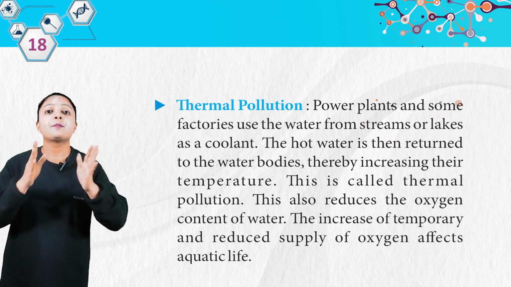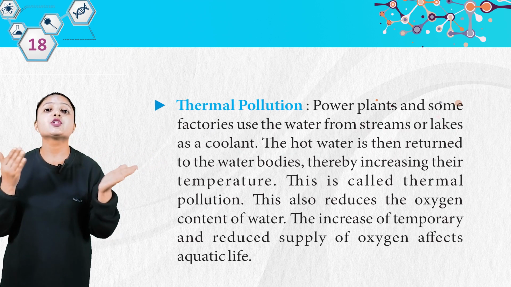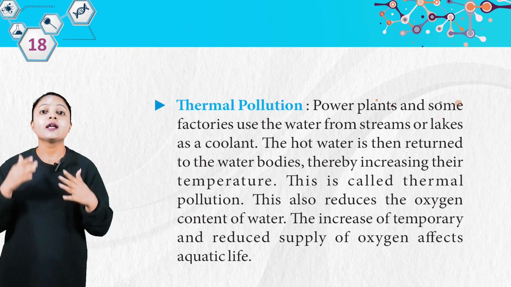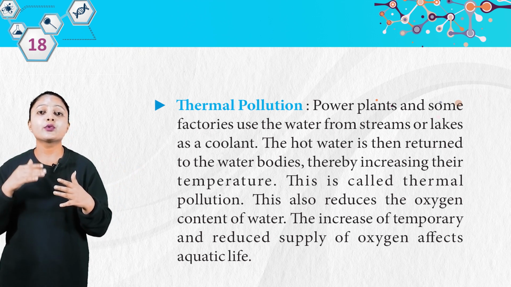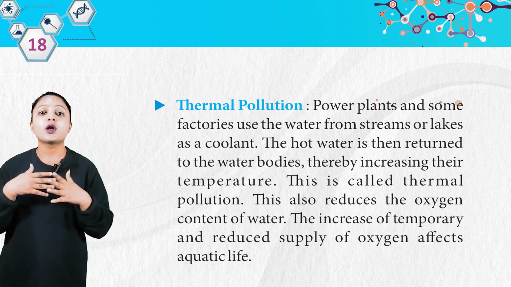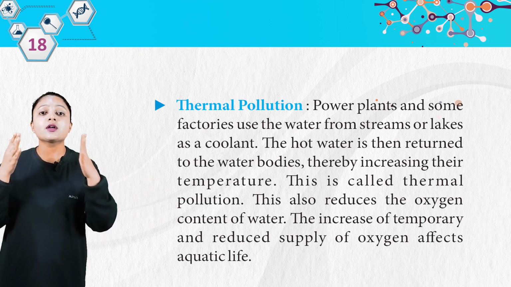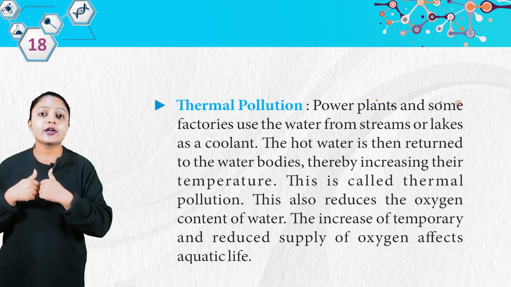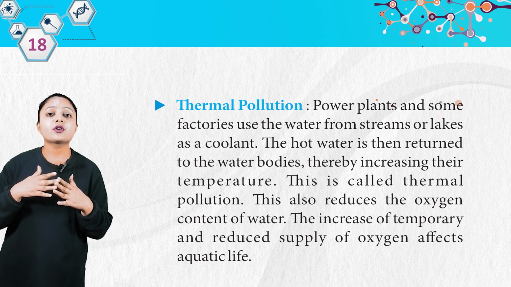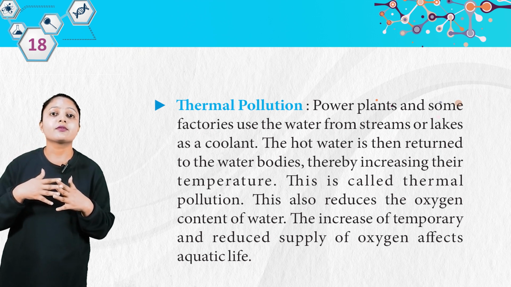Thermal pollution. Power plants and some factories use the water from streams or lakes as a coolant. The hot water is then returned to the water bodies, thereby increasing their temperature. This is called thermal pollution. This also reduces the oxygen content of water. The increase of temperature and reduced supply of oxygen affects aquatic life.